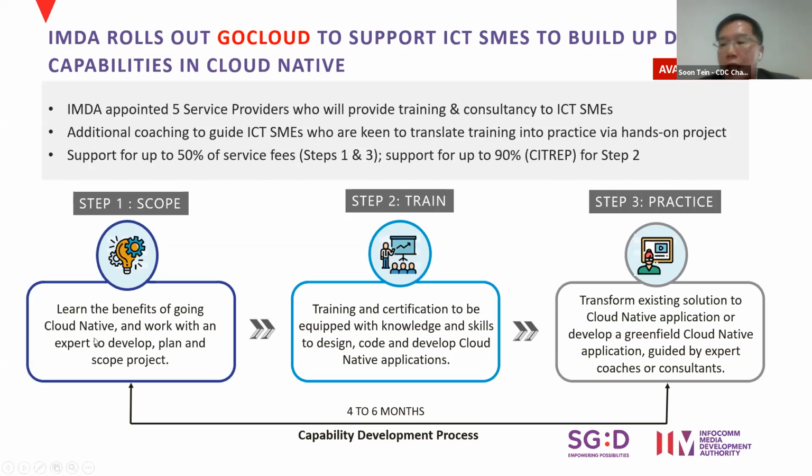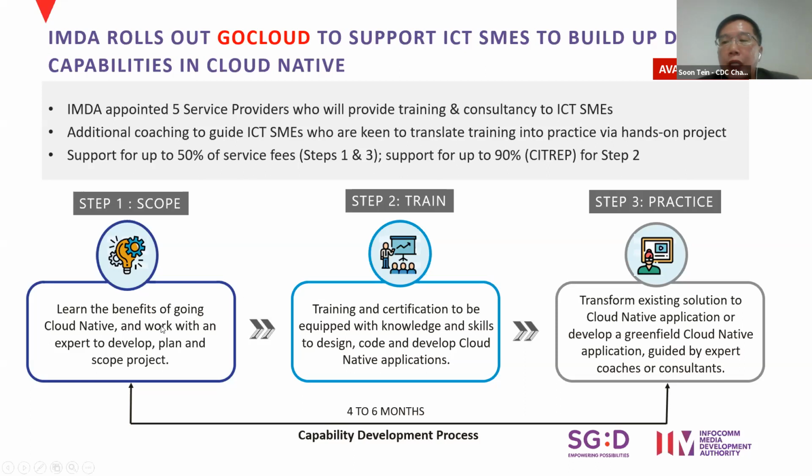So in this solution, it's like what Joanne mentioned. They have 3 steps. The first step is basically to scope your business. It's a consultancy phase to see whether your business can be on cloud native. Step 2, basically you provide training to your staff, and for step 2, the funding is up to 95% by WSG. And step 3 is the implementation, how you put it into practice. So for step 1 and step 3, IMDA will be supporting up to 50% of the service fee.